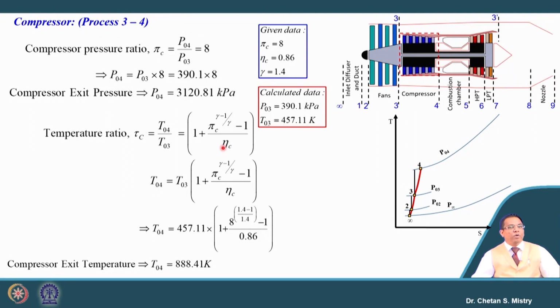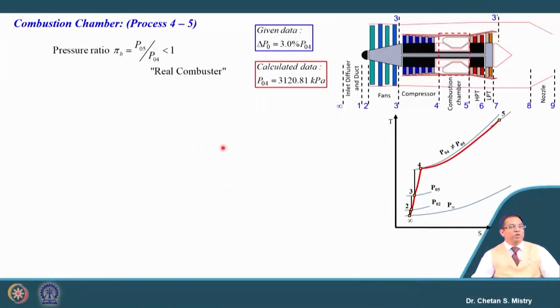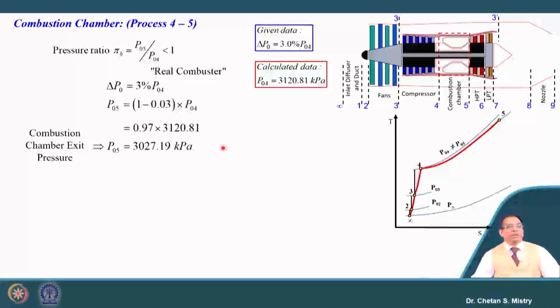Now, what do we have as our next component? We know our next component is, say, the combustion chamber, and for this combustion chamber we are given that there is a 3% loss of total pressure. So, that is what will give us an idea about the exit pressure from the combustion chamber, and if we calculate it, this number is coming as 3027.19 kilopascal. Okay.